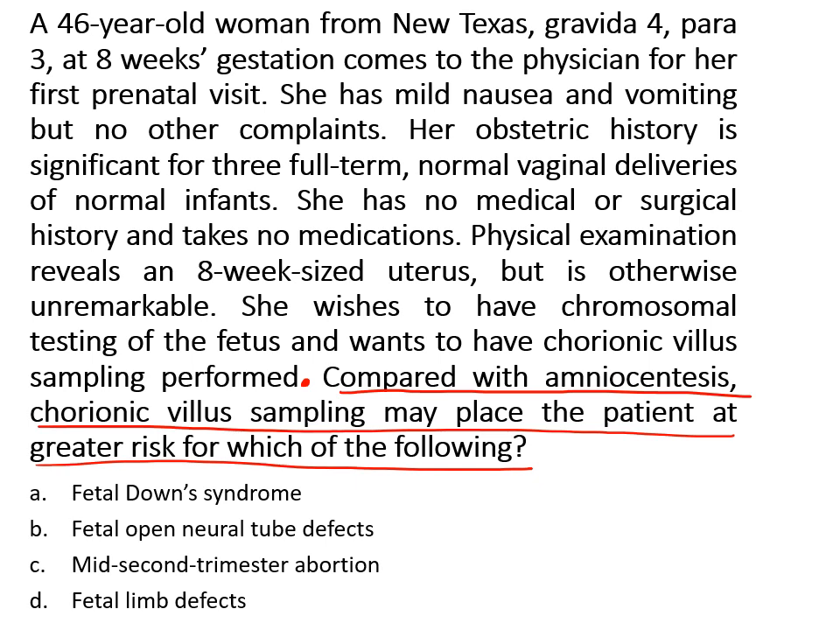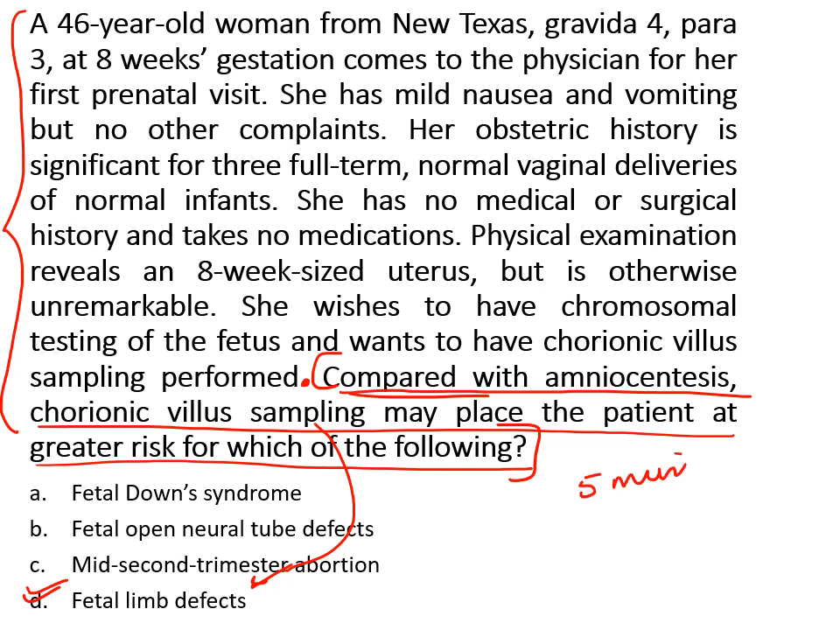If you get this question as a one-liner, we all know that the answer is fetal limb defects. Chorionic villus sampling poses a risk of fetal limb defects. So even if you don't read such a long question, the history given in it really does not matter. Just reading the last line, you can solve the question, and this has saved you 5 minutes minimum, which you can utilize to solve the rest of the questions. So this is the best example of a long question.